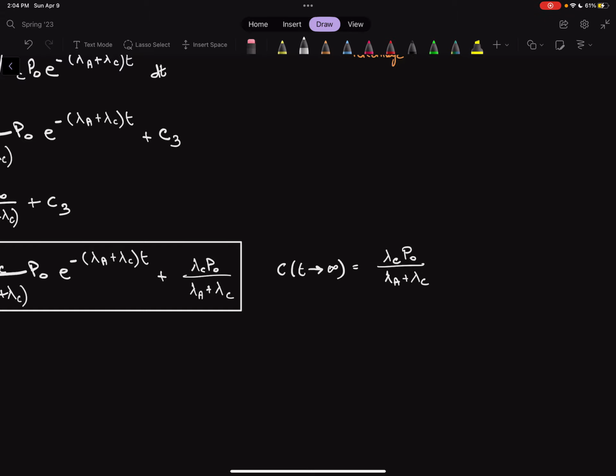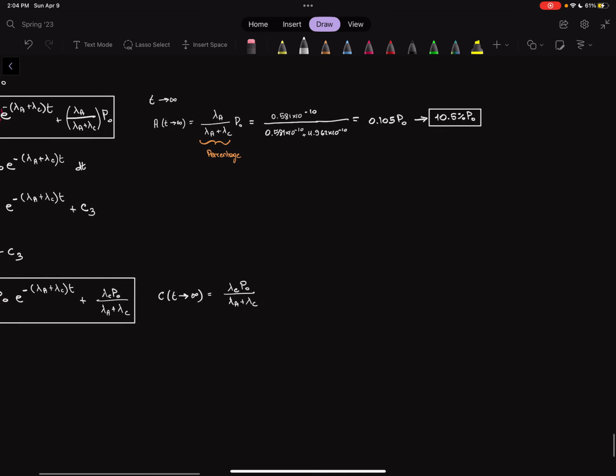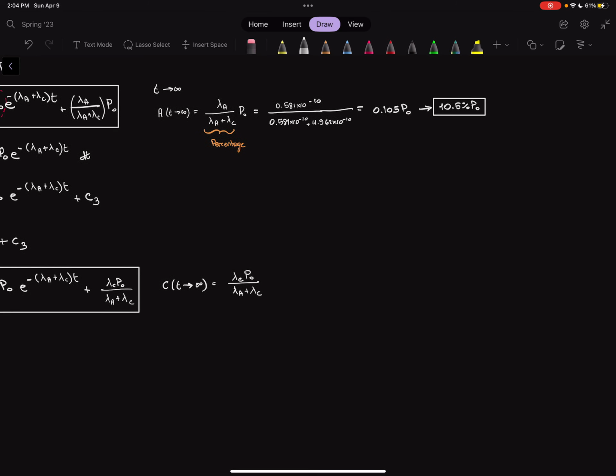But do we really have to do this? Well, because if it only decays into these two things, then what's left decays into calcium 40. So that's going to be 100% minus what decays into argon, which is 89.5%. And so this should match that percentage. So let's check.